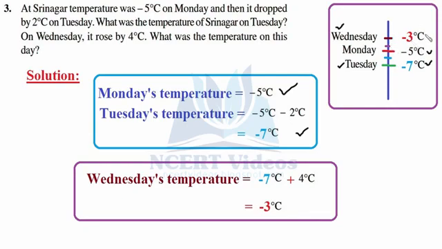So negative 3 degrees Celsius is your temperature on Wednesday, and that was your question number 3.